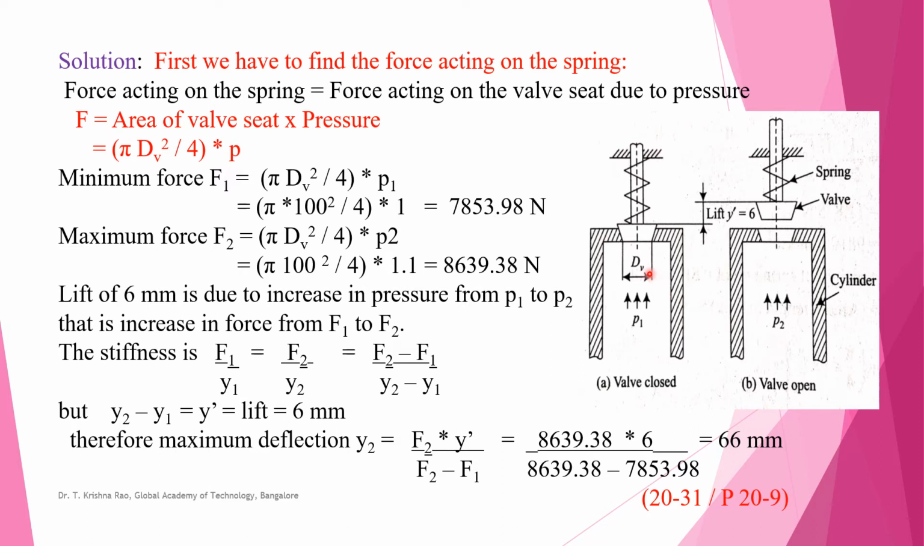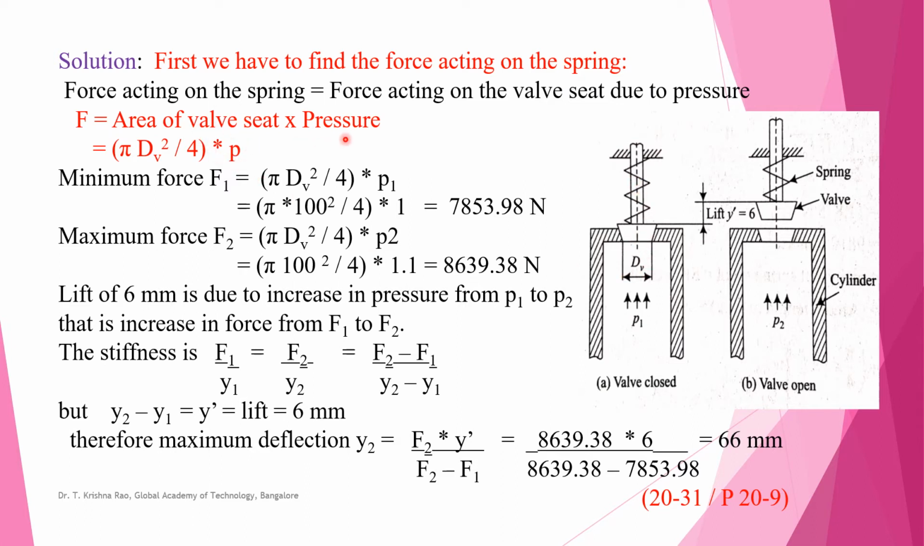So first of all, we have to find out the force acting on the spring. That is the first step. Whatever force the spring is carrying is the load given by the valve. Whatever load is coming on the valve is pushing the spring. So force acting on the spring is equal to the force acting on the valve seat: what is the pressure acting and how much it is pushing upward. So the spring is carrying the same load. Suppose the spring is not there, the valve will simply be pushed out. So the spring is supporting the load here.